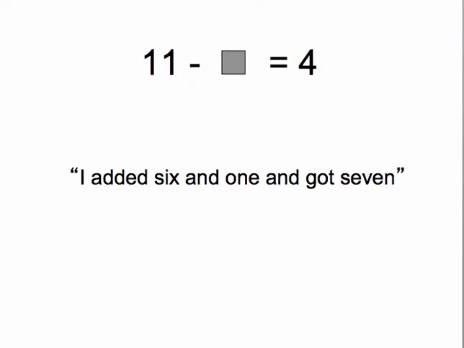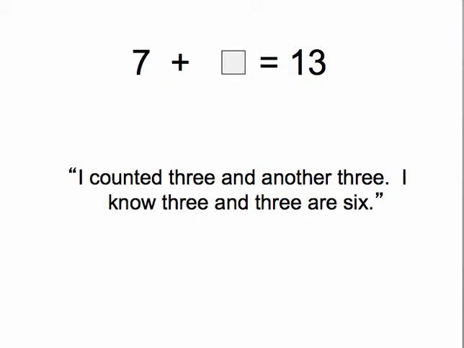Child does the same thing here. I added 6 and 1 and got 7. This is a count up child. The child's going to find the count up from 4 to get 11, but doesn't do it all at one go. Just gets up to 10 with the 6 and then another 1. This child is counting up from 7 to 13, counts up 3, and then another 3, because he's able to anchor to 10. And he knows 3 and 3 are 6.